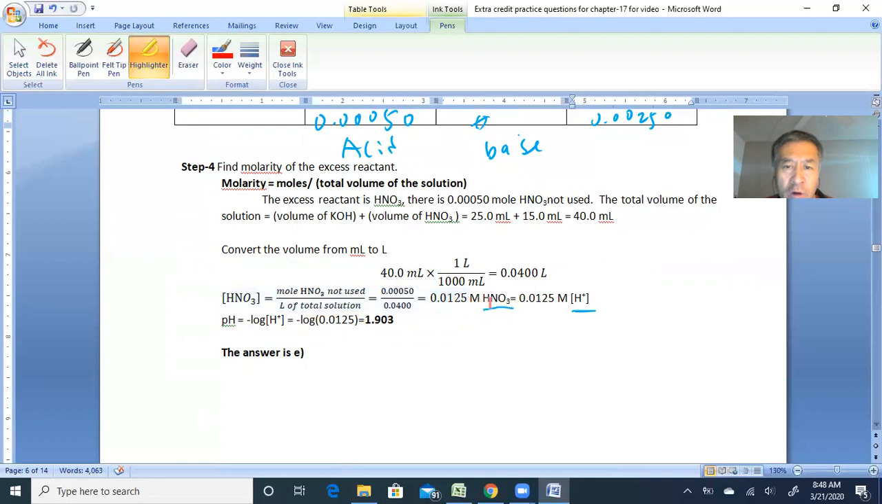0.0125 molarity of HNO3. HNO3 is a monoprotic acid, a strong acid. So one HNO3 will give us one H plus. Therefore, it will give us 100% of H plus because it's a strong acid. So we also have 0.0125 molar of H plus. Once we know the H plus molarity, we take the negative log, and we get a pH of 1.903. So the answer is E.